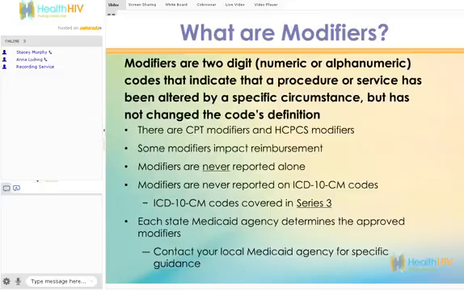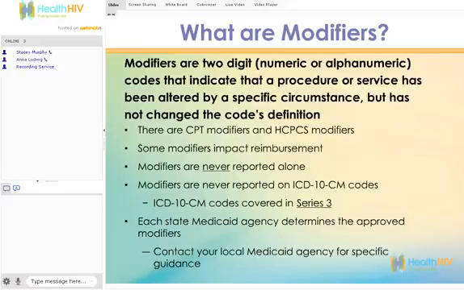So let's talk about modifiers. We spoke about modifiers in webinar series 1. The modifiers that we spoke about were specific to the evaluation and management codes. The modifiers that we'll talk about today are specific to the HIV test codes.